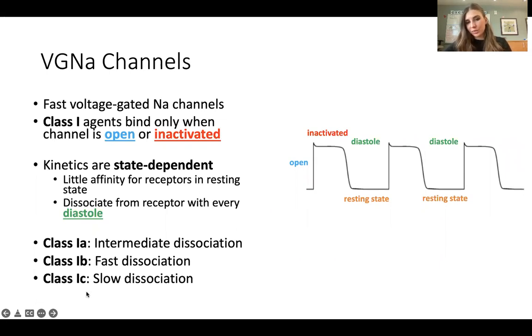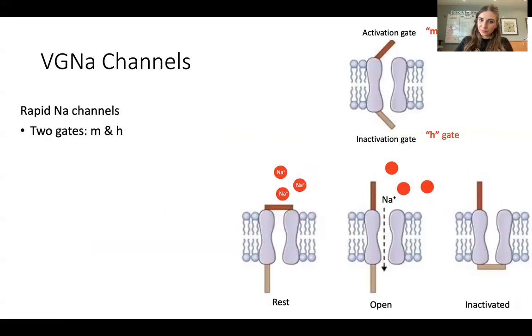So imagine that a class 1B agent like lidocaine binds, and it typically binds at the inactivated channel. Once the diastole happens, it's quick off, and it can jump onto the next action potential and try to block it. Whereas class 1Cs have slow dissociation kinetics. So even though that diastole happens and the drug has come off the receptor, it still hasn't come completely off. So there still is some residual sodium channel blockade that exists during that diastole, that resting phase.